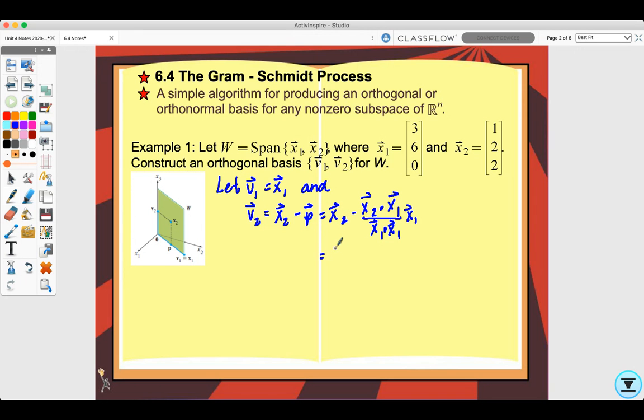This would equal (1, 2, 2) minus, where x2 dot x1 is 15 and x1 dot x1 is 45, times x1, which is (3, 6, 0), which would then be (0, 0, 2).